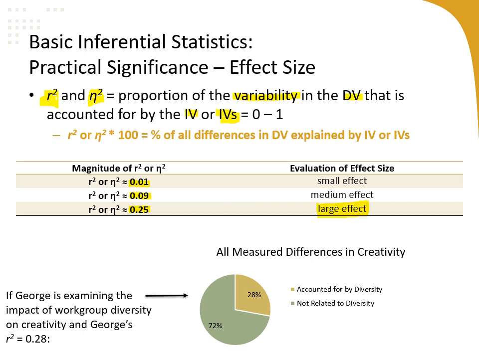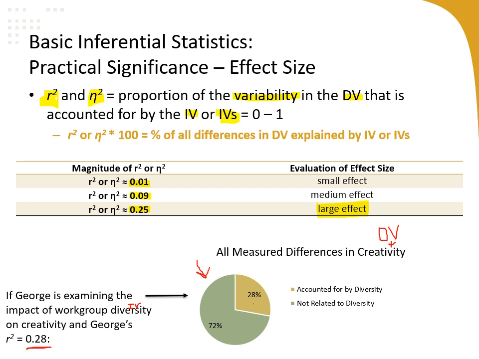So here's a nice little example. I like r squared and eta squared because you can think about it as a pie, like you see down here. So let's say that we're doing a study and we're looking at creativity. So creativity is our dependent variable. And we're doing a study to see if the work group diversity, so having diverse backgrounds in your work group, improves creativity. So work group diversity would be our independent variable. And let's say that we get a significant impact and the effect size is 0.28.